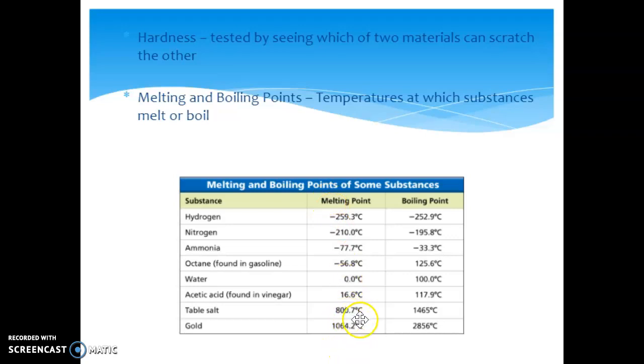As you'll notice, you have to have a really high temperature for gold to go from solid to liquid. The boiling point is the temperature at which something goes from a liquid to a gas. Okay, and as you'll notice again, you have to have a really, really high temperature for gold to boil or to get gaseous gold.